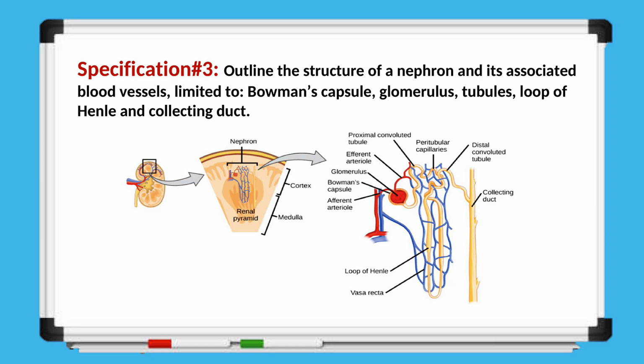Blood enters the nephron through the afferent arteriole, flows through the glomerulus, and exits via the efferent arteriole. Surrounding capillaries, including the peritubular capillaries and vasorecta, help reabsorb water and nutrients back into the blood. This intricate structure allows the nephron to filter waste, regulate water and salts, and maintain the body's internal balance.